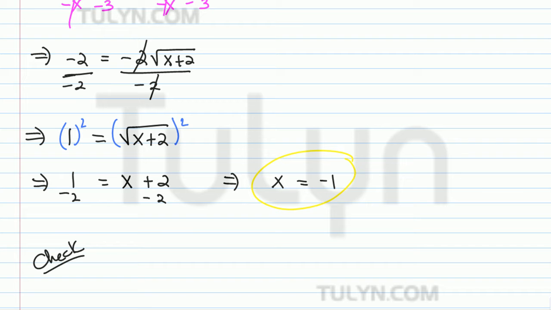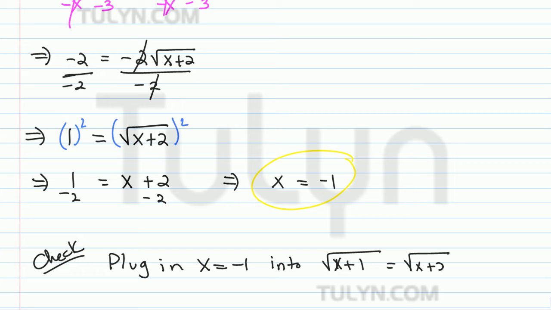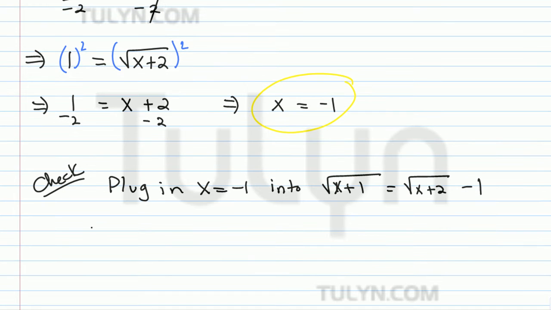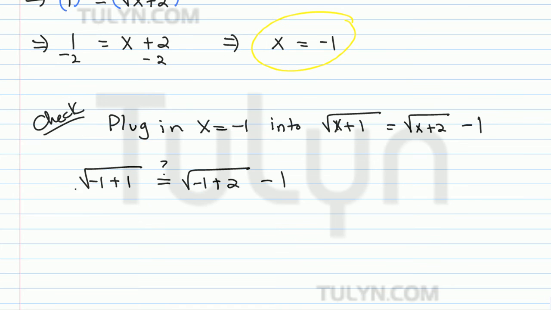The way to do that is to plug in x equals negative 1 into the original equation. So the original equation was square root of x plus 1 is equal to square root of x plus 2 minus 1. So let's do that. We want to write square root of negative 1 plus 1, and we want to check, so we put a question mark over the equal sign, is equal to square root of negative 1 plus 2 minus 1.